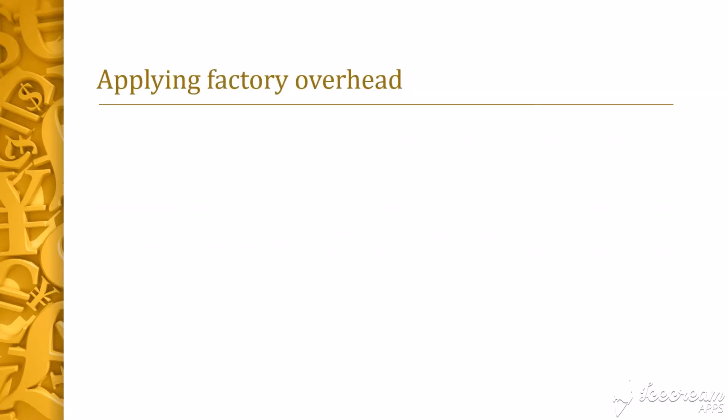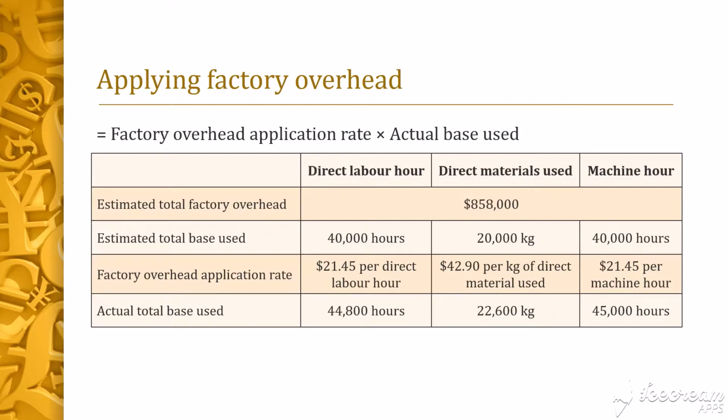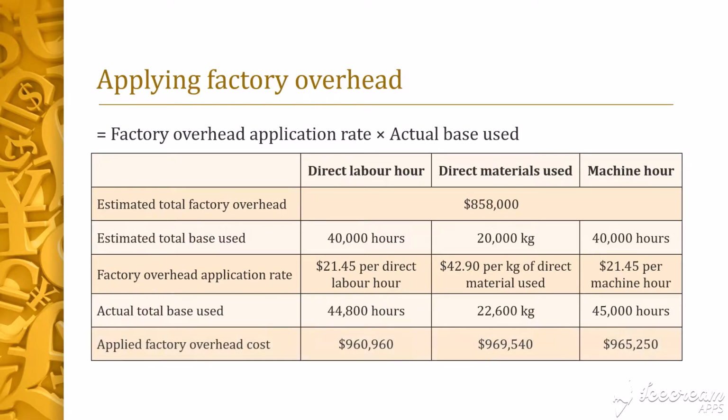After we got the factory overhead application rate, we will apply the factory overhead by multiplying it with the actual base used. Referring to the previous example, let's assume these are the actual base used during the year. So this gives us the following applied factory overhead costs.